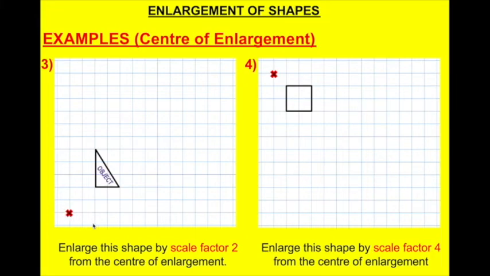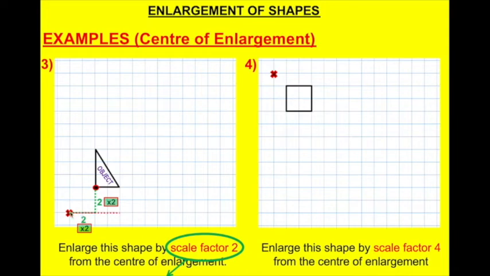So this is the object, and that's the center of enlargement, and we multiply all lengths by 2 because the scale factor is 2. Let's count the length from the center of enlargement first. Here we have 2 units to the right and 2 units up. So we will multiply these two by 2 because the scale factor is 2.